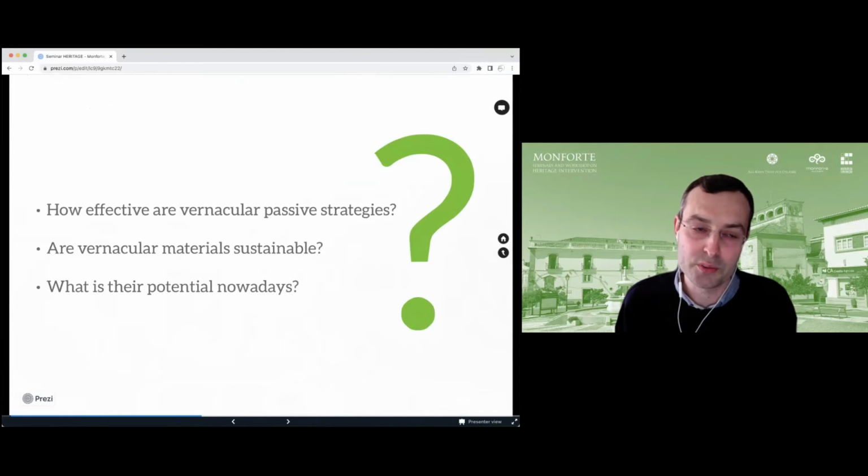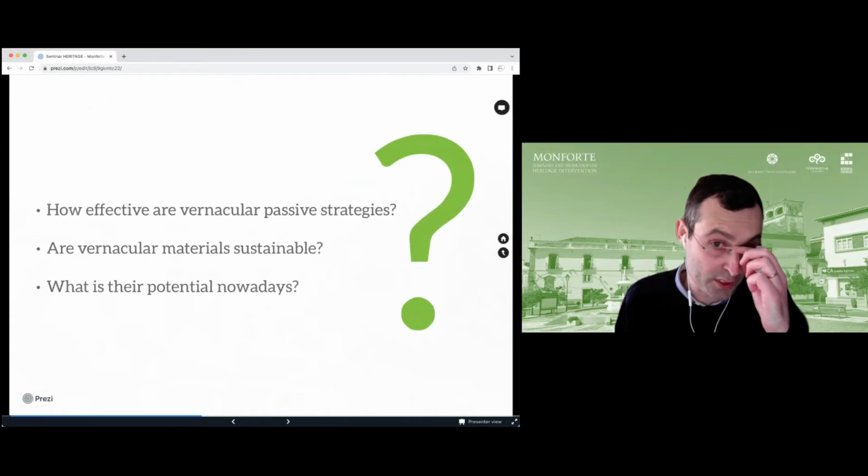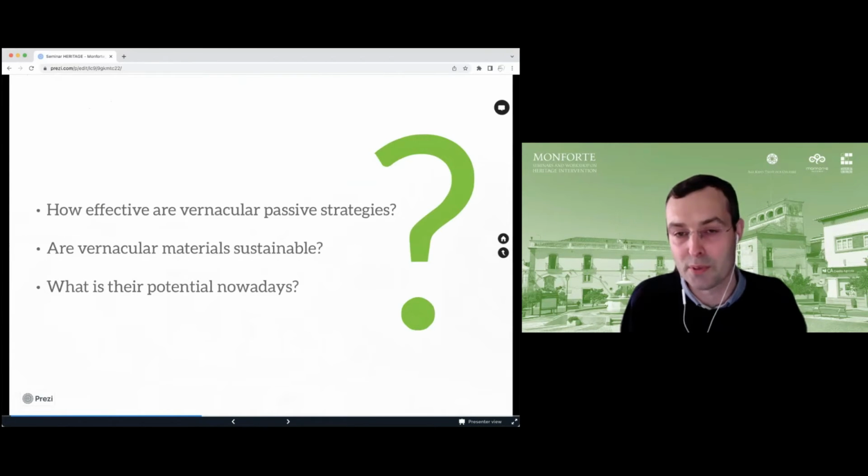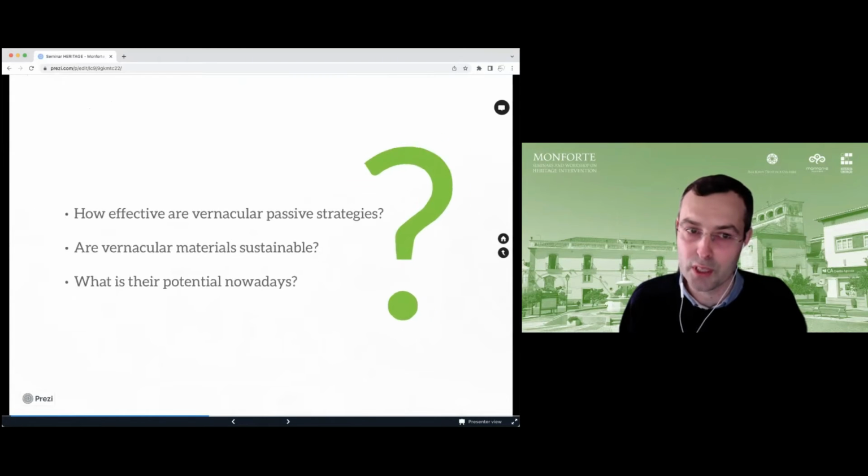So what were our questions regarding Portuguese vernacular architecture? Because most of the studies were mainly qualitative, we need to quantify the performance of this. So how effective are vernacular passive strategies? Are they really effective? Are vernacular materials in fact sustainable, and what is their potential nowadays?